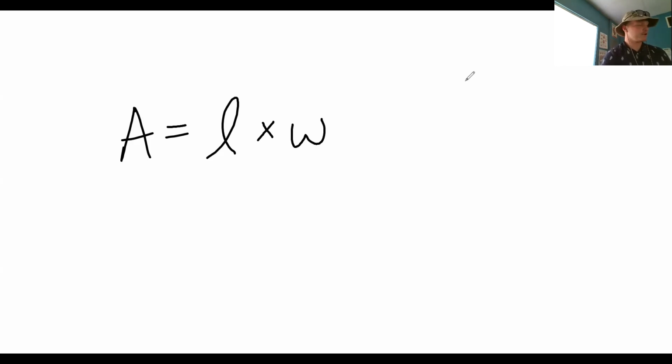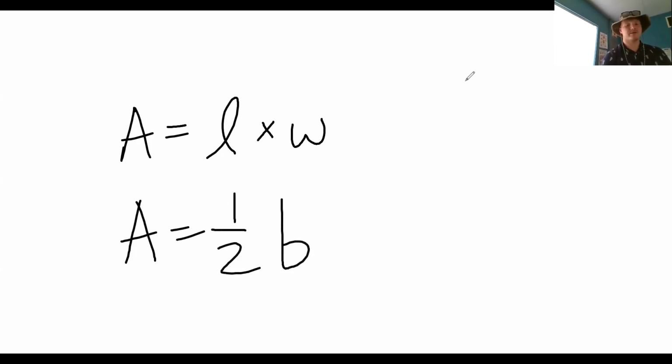So for the triangle, we have area equals 1/2 base times height. Area equals 1/2 base times height. So that's for a triangle. Will you do base times height first? The parentheses are on the base. That's my triangle. This would be my rectangle.